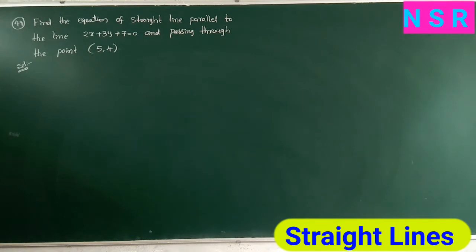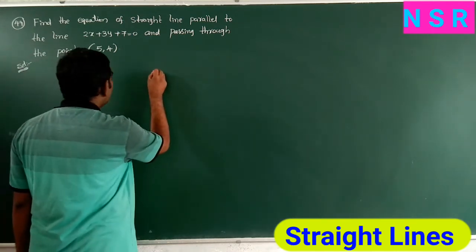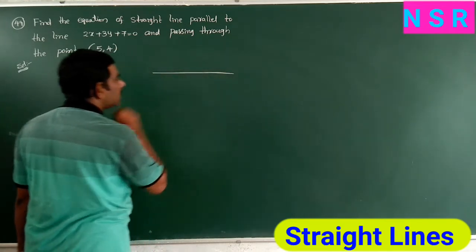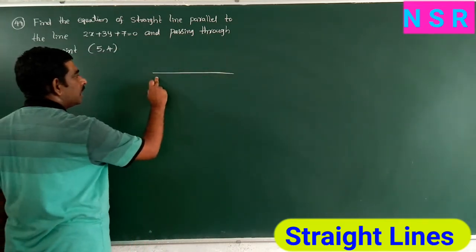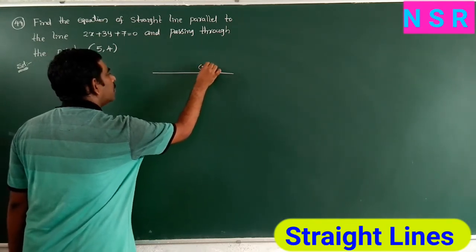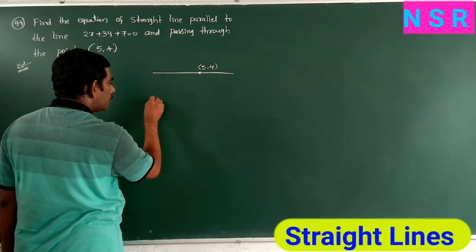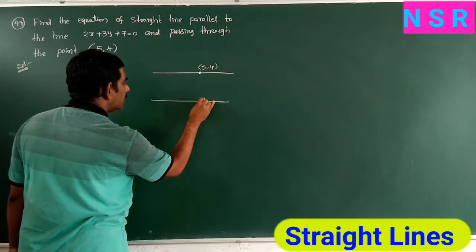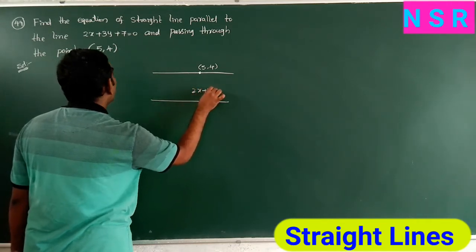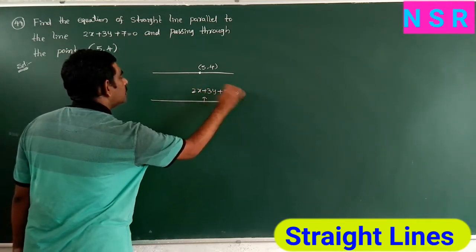So next, question number 49. Find the equation of the straight line which is parallel to the given line and also passing through the given point. Here one line and a point are given, so we have to find this straight line equation. The straight line passes through the point 5, 4, and it is parallel to the line 2x plus 3y plus 7 equal to 0.